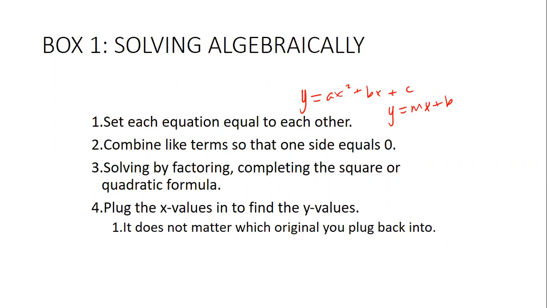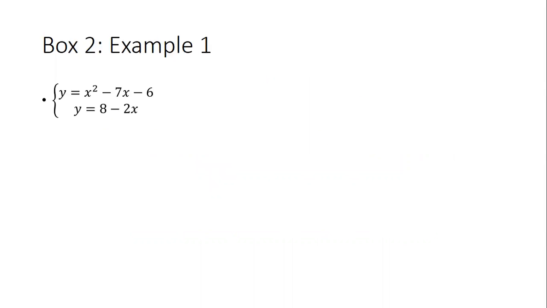Then we're going to combine like terms so that one side equals 0. And we're going to use all of our methods of solving. So solve by factoring or completing the square, the quadratic formula, whatever one we choose. And then we're going to plug the x values in to find the y values. And it does not matter which original you plug back into. Okay, so once we have our x's, then we plug back in to solve for our y's. Capiche? All right.